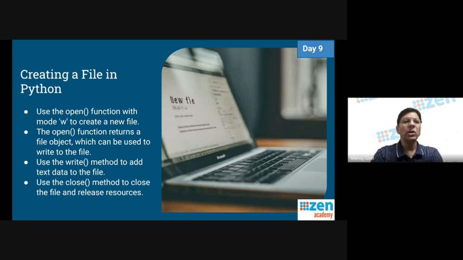So once the file is opened, then you can execute the write method in order to add text data to the file, or you can use the close method to close the file and release the resources. Suppose you have to write 10 student records in a file, and once the records are written, you want to close the file so that resources are not being used, the file is not in the locked state, and then some other program can use it, or you can reuse that file later on.